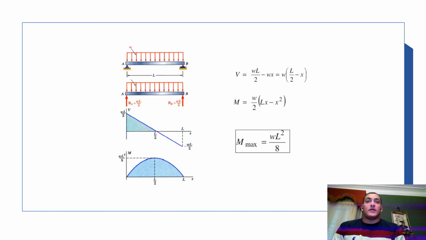As you can see in this example, this is the use of the formula V equals wL divided by 2 minus wx, equals w multiplied by L divided by 2 minus x. For M, the formula is w divided by 2 multiplied by Lx minus x squared. So the max M equals wL squared divided by 8. And as you can see visually on the figures on the left.